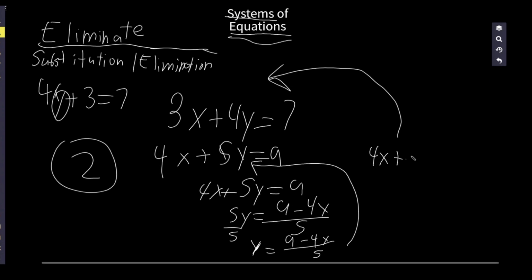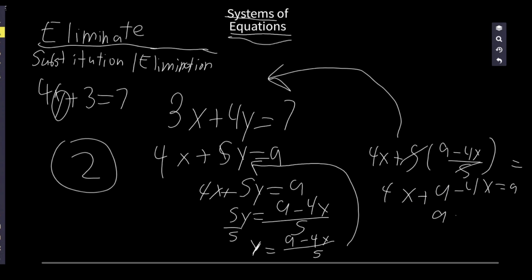Let's actually see that. So instead of y, we plug in 9 minus 4x divided by 5 equals 9. That and that cancel. So 4x plus 9 minus 4x equals 9. Or that 9 equals 9. And this doesn't give us any useful information. We can't solve for x knowing this.